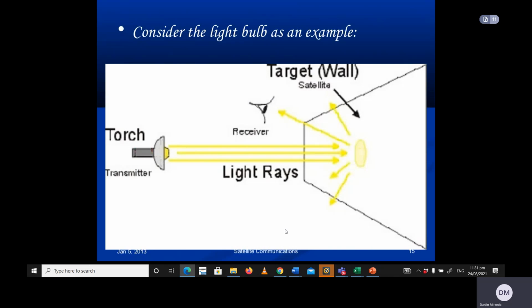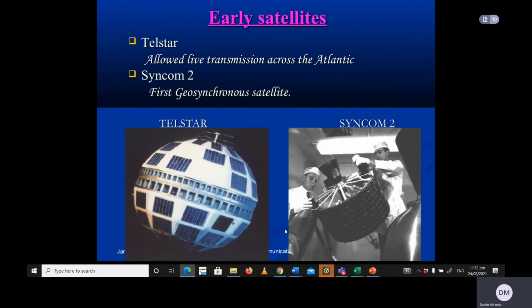Just like the principle of you have a flashlight, and you concentrate the light beam on the wall, and the rays will be bouncing from the wall. And then if you have an eye, that is the receiver. You will receive it at so many points and so on.